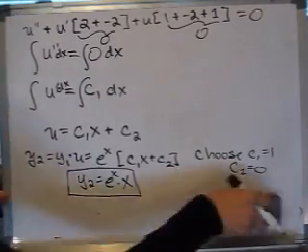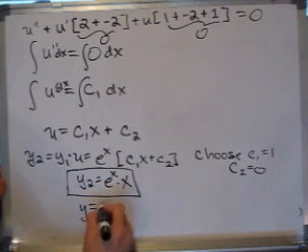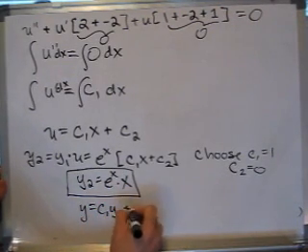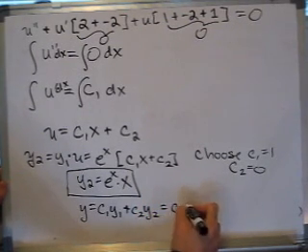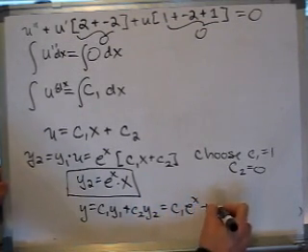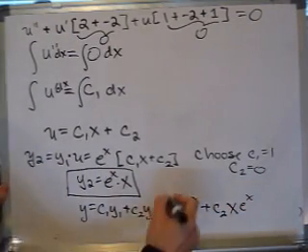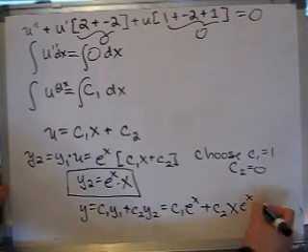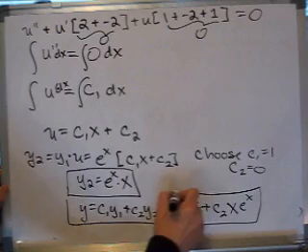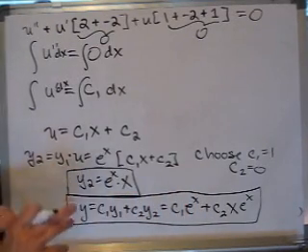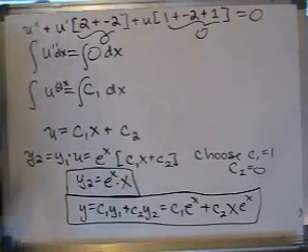So we now can form the general solution. The general solution is going to be y equals c1 y1 plus c2 y2. And so this equals c1 e to the x plus c2 times x e to the x, and that's going to be the general solution to our differential equation. And we've solved our first second order differential equation.